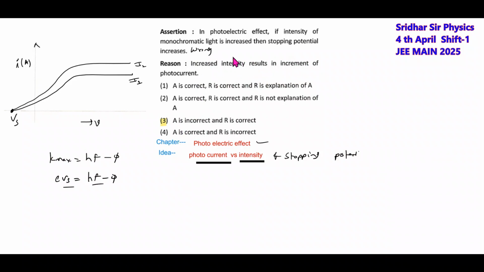Increase in intensity results in increment of photocurrent. As you increase the intensity, the photocurrent will increase. If you increase intensity, the number of photons will increase, more photoelectrons will be ejected, and more current will flow. So this is correct. The basic definition of the photoelectric effect is being asked here.